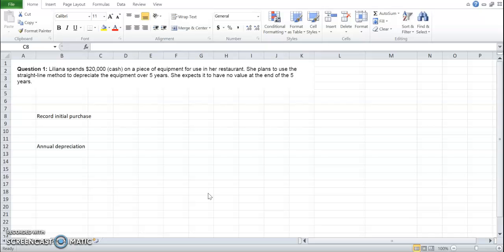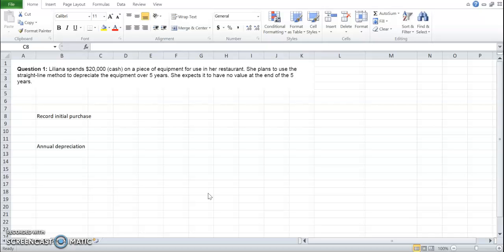This problem involves depreciation. So what we want to do is record the initial purchase of this equipment and record the annual depreciation. So let's read the problem. Liliana spends $20,000 cash on a piece of equipment for use in her restaurant. She plans to use the straight line method to depreciate the equipment over 5 years. She expects it to have no value at the end of 5 years.